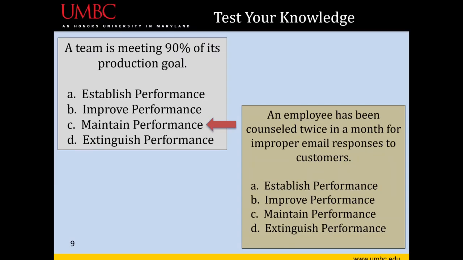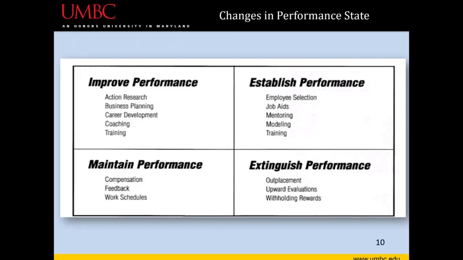And the last one, an employee has been counseled twice in a month for improper email responses to customers. Establishing, improving, maintaining, or extinguishing? Well, in this case, it's extinguishing because of the improper email responses to customers. You don't want this employee doing that again. All right, good job on that.